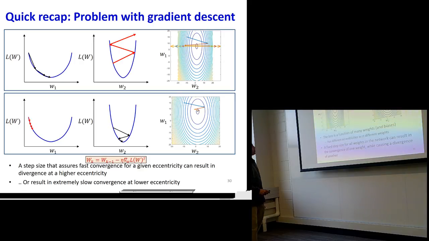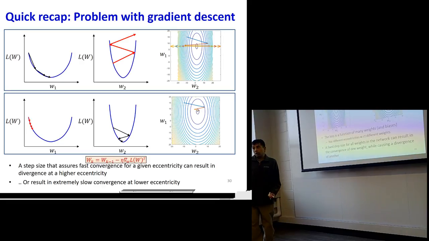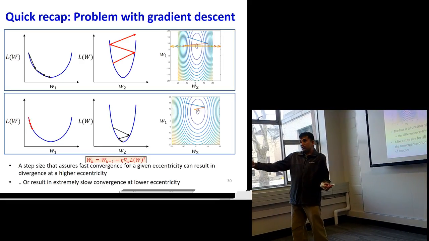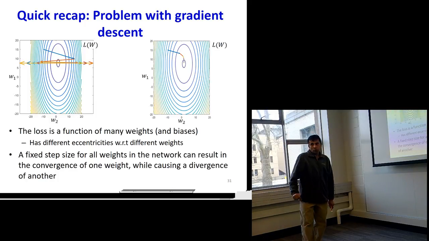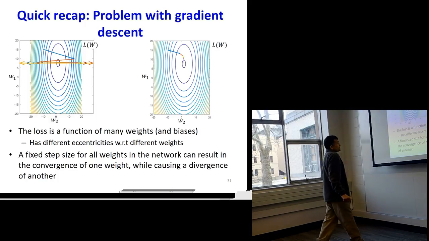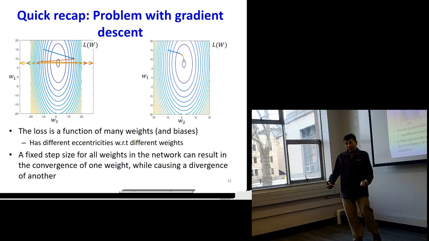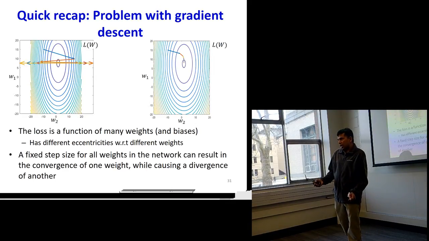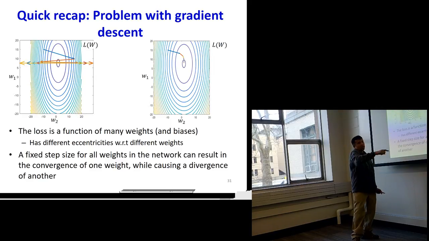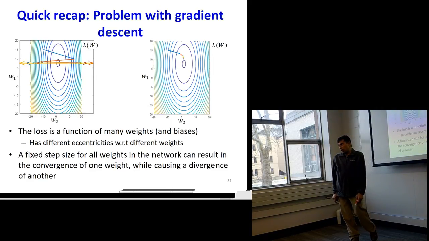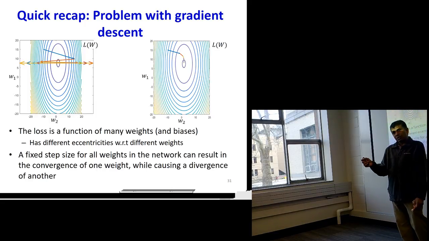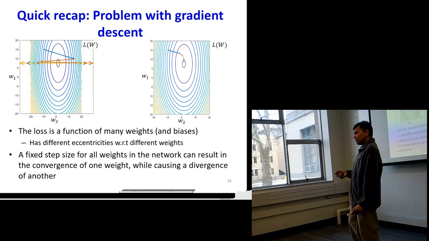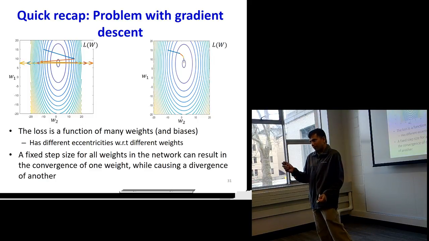So here's a quick recap with gradient descent. If you're trying to learn a neural network, it's a function of many weights and biases. And if you're using the standard gradient descent rule, a step size which is good for some weights is going to be horrible for other weights. So you might find that some weights converge nicely, while other weights swing out. Or if you reduce the step size until every single weight is guaranteed to converge, some of them will take forever to converge. So, questions?